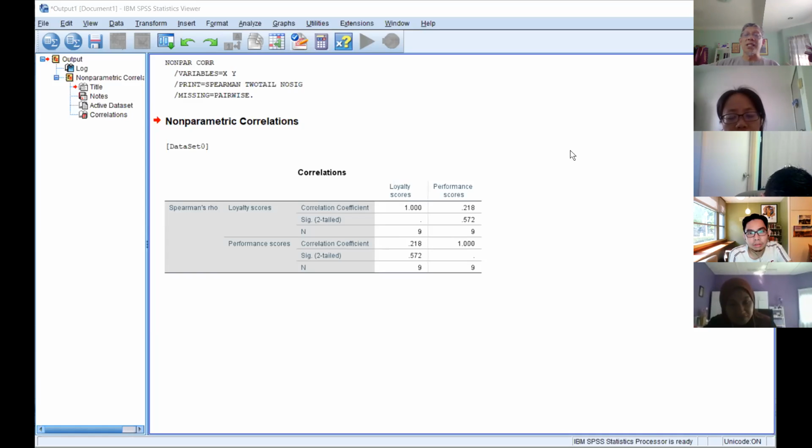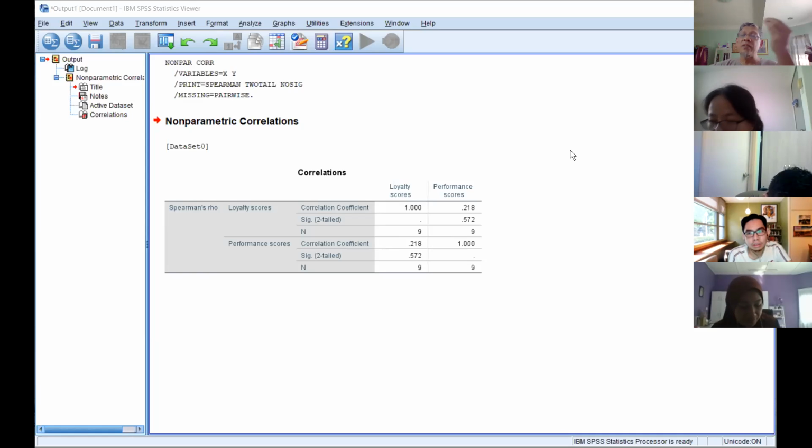What would be your decision and justify your answer? Reject. Reject or fail to reject? Why? Fail to reject. Okay, why? Sig value 0.572 is bigger than alpha. Okay, so since significant RS, within bracket 0.572, is bigger than alpha, within bracket 0.05, therefore fail to reject the null hypothesis. I mean our decision is fail to reject.